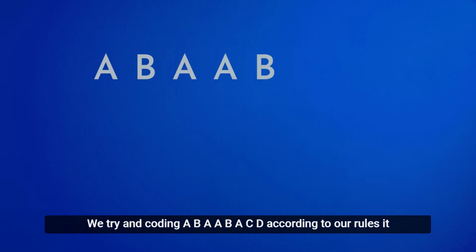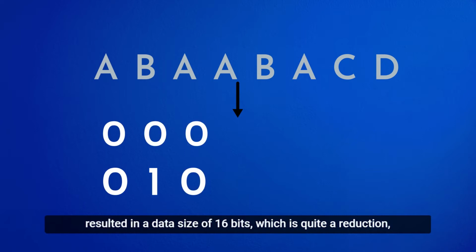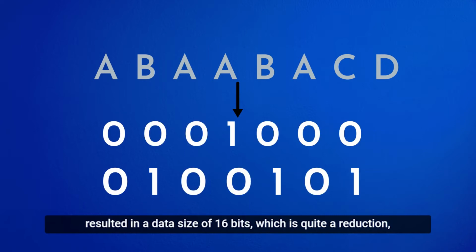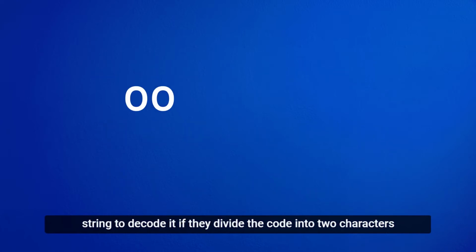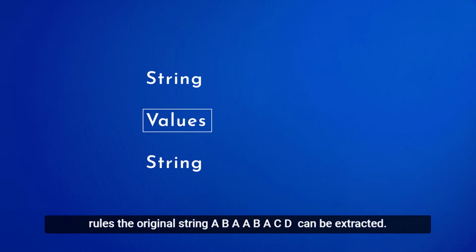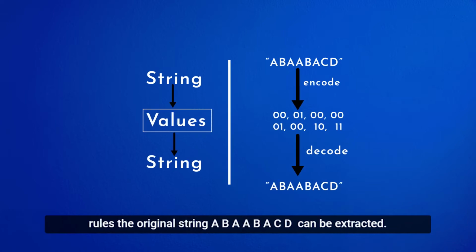We try encoding A, B, B, C, D according to our rules. It resulted in a data size of 16 bits, which is quite a reduction. Of course, because they are rules we just made up, we'll need to communicate the encoding rules to the side receiving the character string. For convenience, in this explanation we will ignore how much network traffic it takes to transmit the encoding rules. In order for the side receiving the character string to decode it, if they divide the code into 2-bit segments and decode it by checking each segment against the rules, the original string A, B, B, C, D can be extracted.